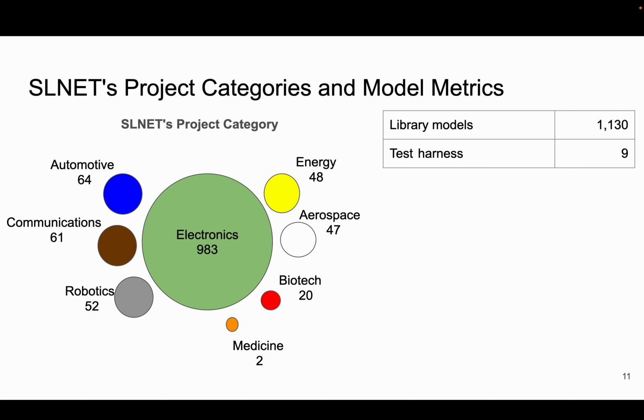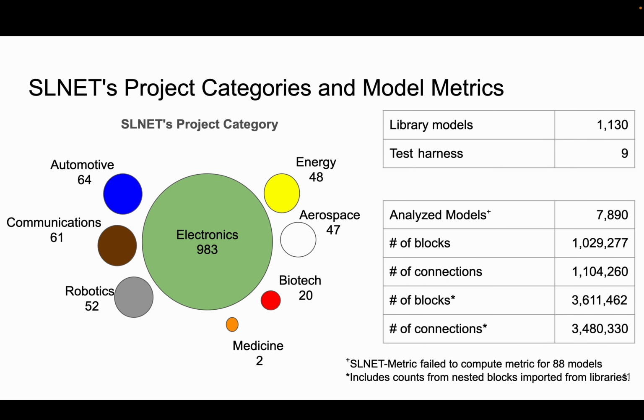We use the SLNET metrics tool to extract model metrics from the models in SLNET. The tool identified over 1,000 library models and 9 test harnesses. We extracted metrics from the remaining 8,000 models, which in total amount to over 1 million blocks and connection counts. When we use Simulink's built-in API that earlier works have used, the counts are over 3 million.